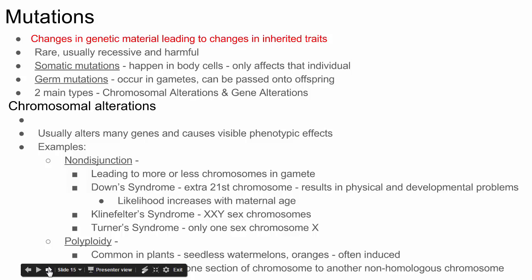So there are two sorts of groups of mutations: alterations to the chromosome itself and gene alterations. Chromosomal alterations are a change in the structure of the actual chromosomes.